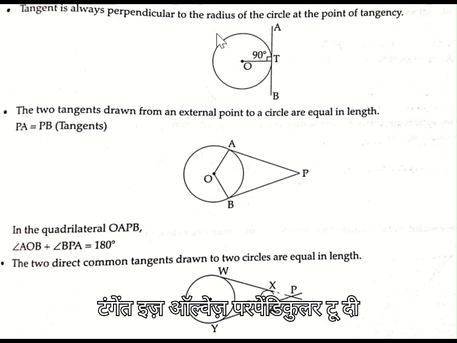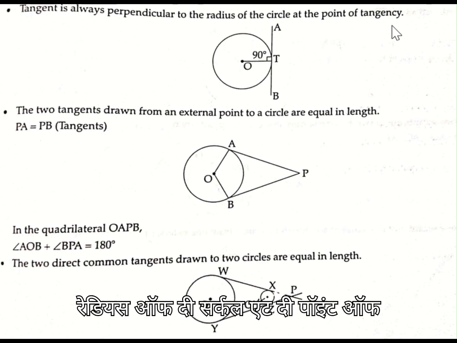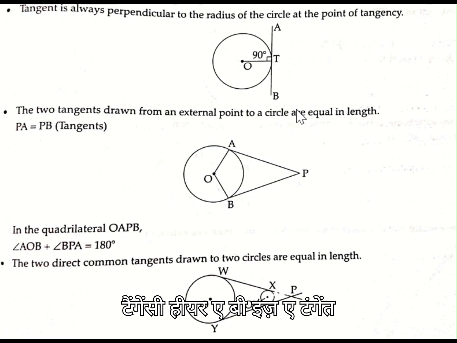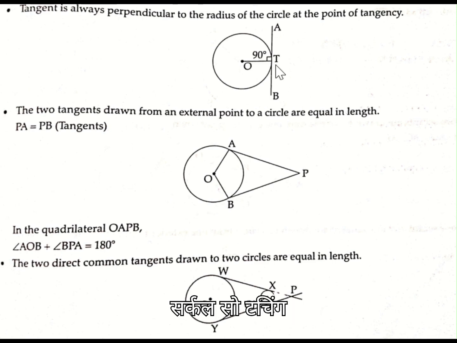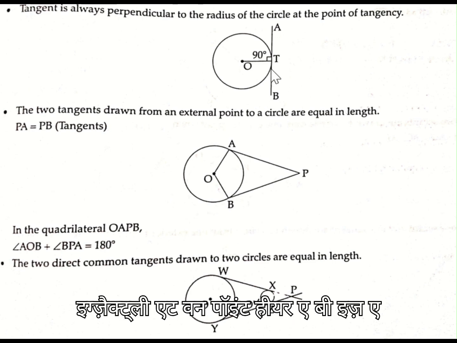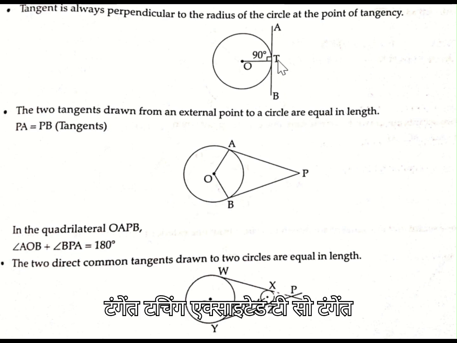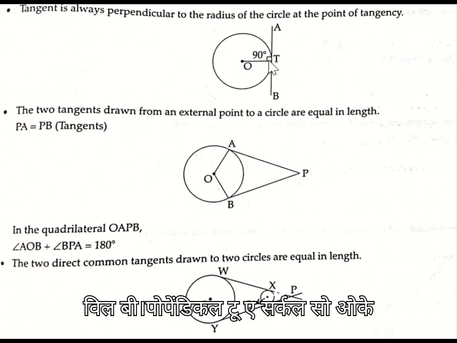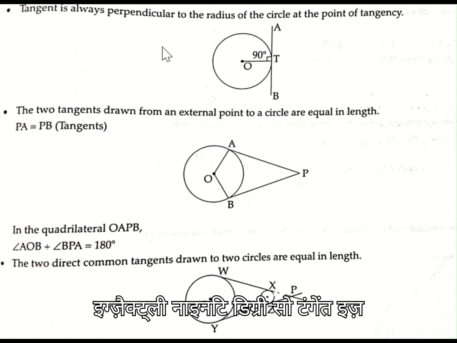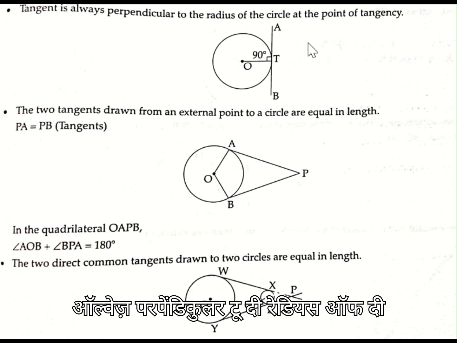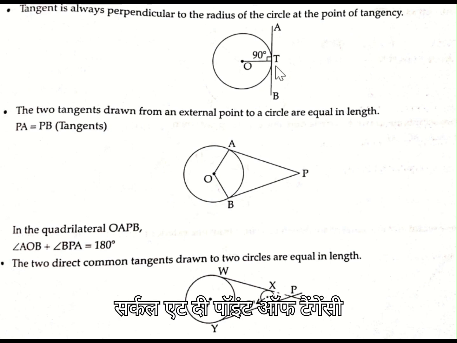A tangent is always perpendicular to the radius of the circle at the point of tangency. Here AB is the tangent to the circle, touching exactly at T. So the tangent will be perpendicular to the radius, exactly 90 degrees, at the point of tangency.